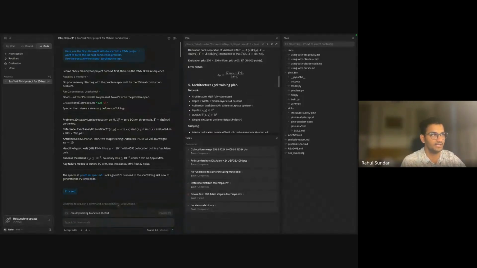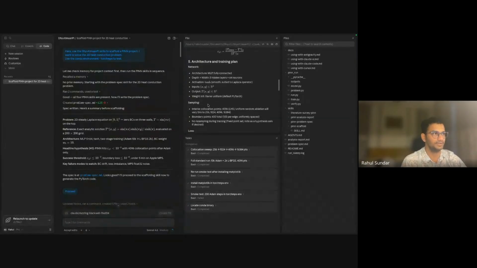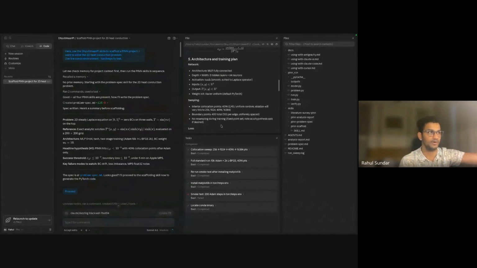And then you have the architecture and training plan, the architecture, MLP, simple MLP, fully connected neural network. You have the depth and width defined, what activation function to choose. Of course, if you would have done a literature survey, you get better activation functions and probably even better architecture variants as well. The sampling was very simple, Latin hypercube sampling, or uniform random based. Ablation varied across different number of sample points and so on.